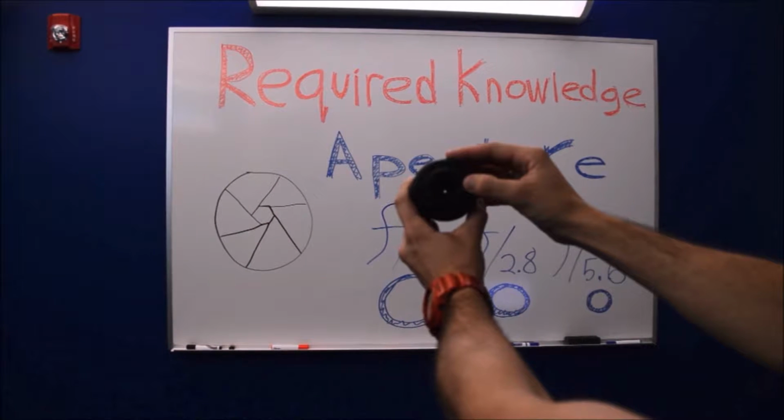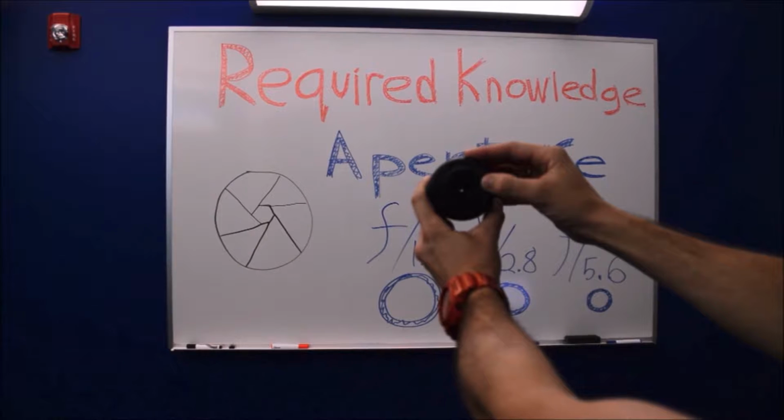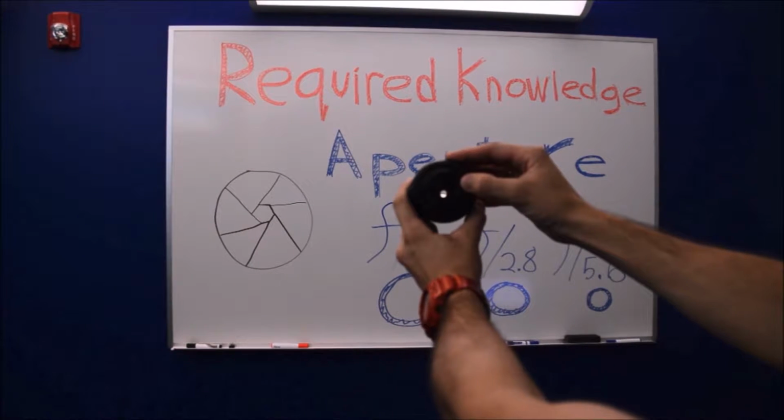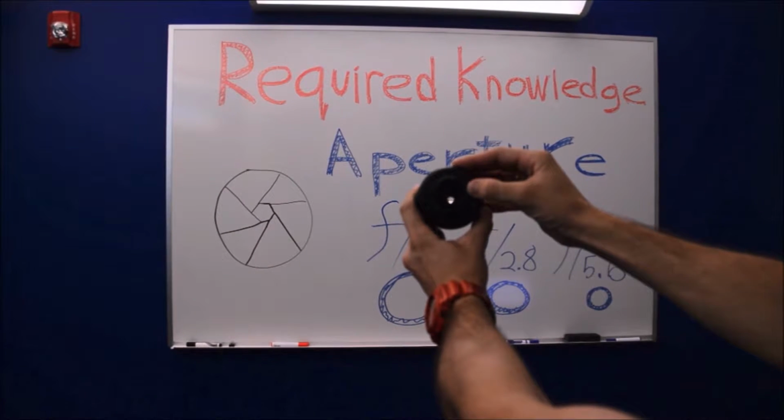As you can see here, this is the actual aperture in the lens. Right now we're at the smallest setting. The camera does this automatically, but it'll open up anywhere from here, the largest aperture, to the smallest aperture.